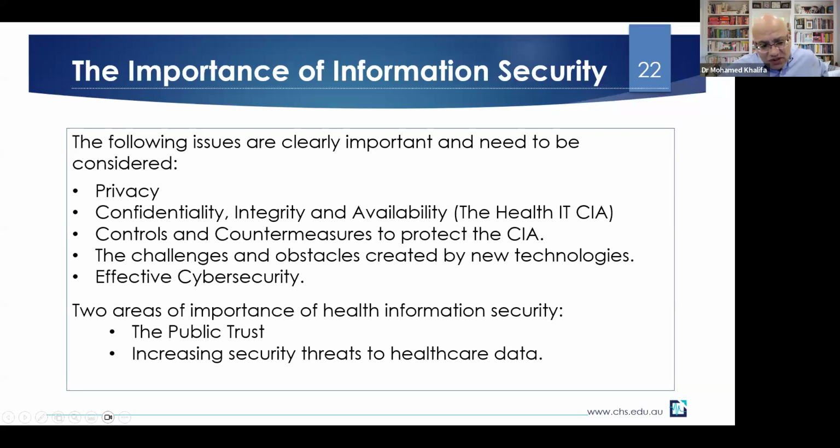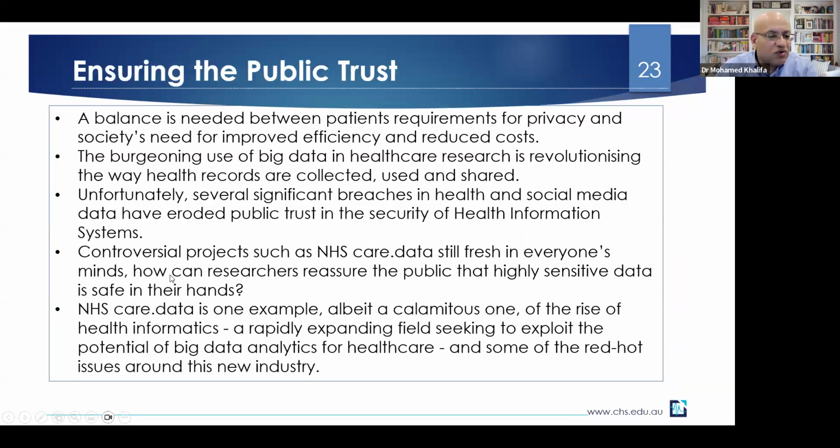Generally, privacy, as Vasu mentioned, is more relevant to the human, like the human body, for example. Confidentiality is more relevant to the information. And security is more relevant to protecting information from being accessed by unauthorized users, or from being lost or deleted or corrupted by viruses and so on. So we also need to ensure that we have public trust, with a balance that is needed between patients' requirements for their privacy and the society's needs for improved efficiency and reduced cost as well.